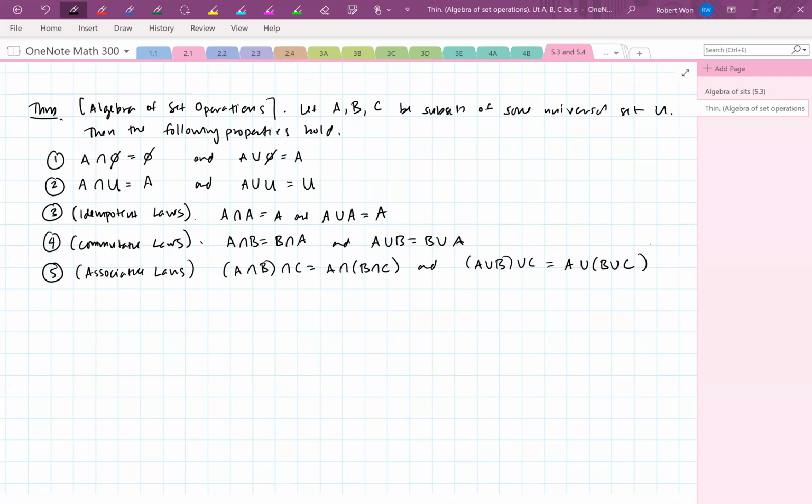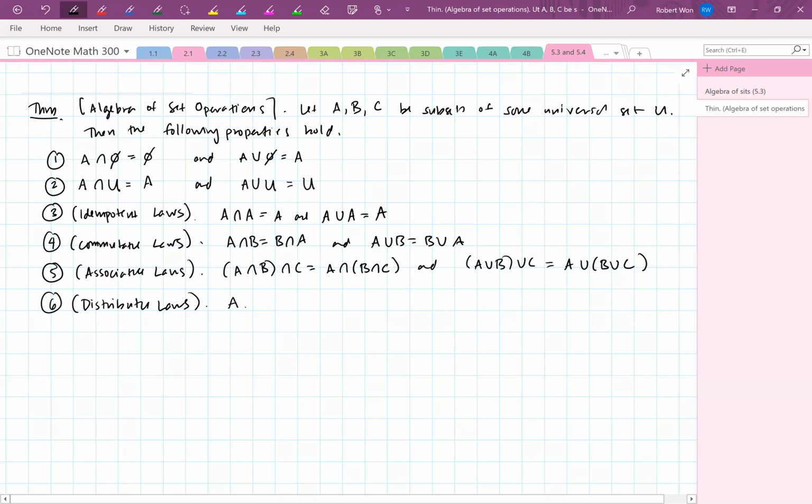By the way, all of these things are not things that we're assuming about sets. All these things you can prove about sets using just the definitions of the set operations and basic logic. Whereas for the real numbers, we assumed they were commutative, for sets, it's a theorem that these two set operations are commutative and associative.